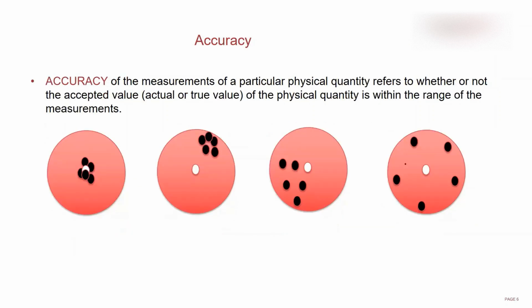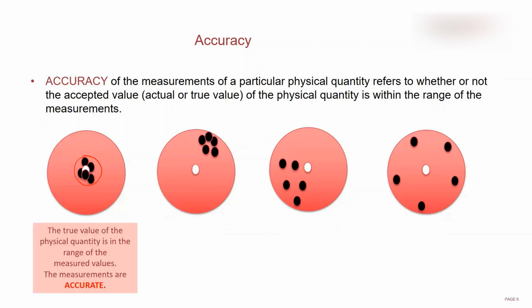Let's take the same example to understand accuracy. Accuracy of the measurement of a particular physical quantity refers to whether or not the accepted value of the physical quantity is within the range of the measurements. Our accepted value here is represented by the white dot. As you can see, the white dot is within the range of the black dots, so we can say the first set of measurements is accurate.